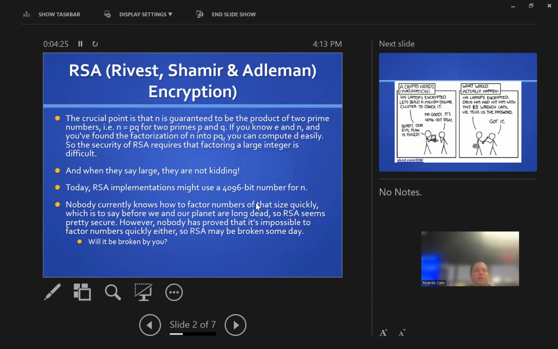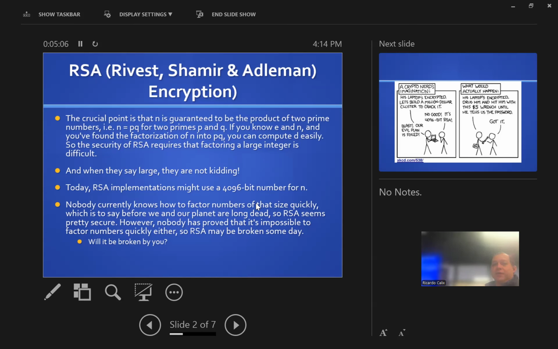Now, this is important. No one currently knows how to factor numbers of that size quickly, which is to say, before our planet is long dead. Obviously, we can factorize smaller numbers. We did that with Qiskit, right? And although Qiskit simulates a quantum computer, there is no quantum computer there. It was a normal laptop. So through algorithms we are able to factorize, but just not numbers as big as what they're using right now. It would take a very long time. So RSA seems pretty secure.